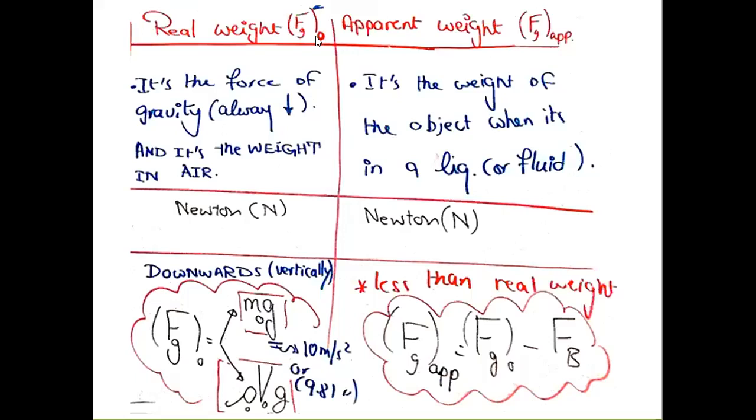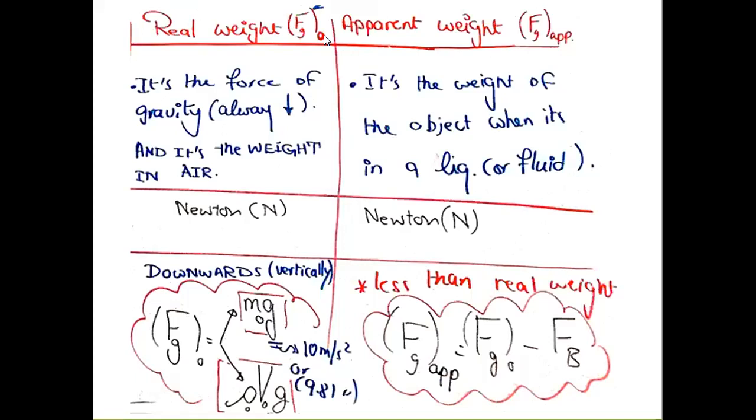O means they are of the object. Because sometimes we will use FG, small f, instead of O. Sometimes we will write small f, which means fluid, because we will use the weight of the fluid.